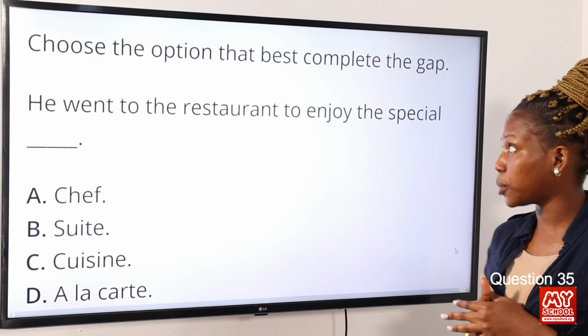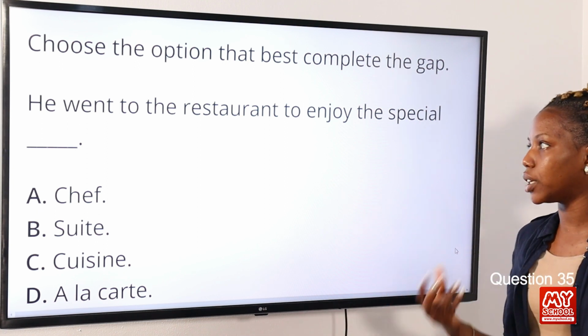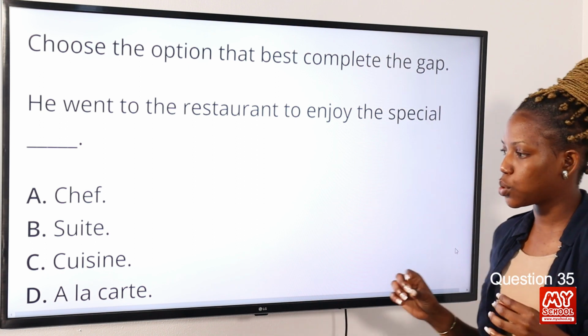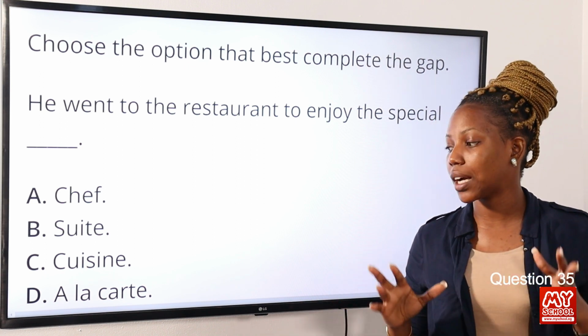Question 35. Choose the option that best completes the gap. He went to the restaurant to enjoy the special dash. Option A, chef. Option B, sweets. Option C, cuisine. Option D, a la carte.